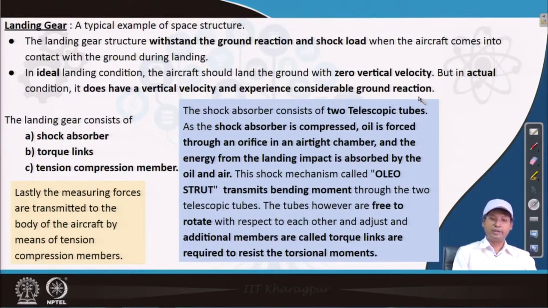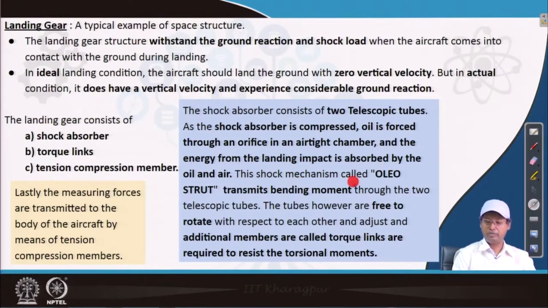Landing gear consists of basically three parts. We say shock absorber, torque links, tension compression member. Here is a brief description of the members. Let us have a look. The shock absorber consists of two telescopic tubes. As the shock absorber is compressed, oil is forced through an orifice in an airtight chamber, and the energy from the landing impact is absorbed by the oil and air.